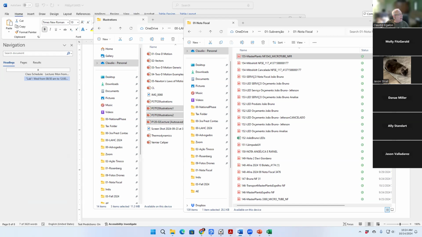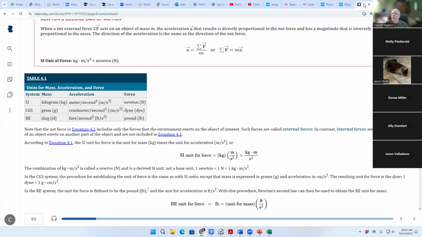Let's get an example. Let me give you an idea of the values of the coefficient of static friction and kinetic friction.